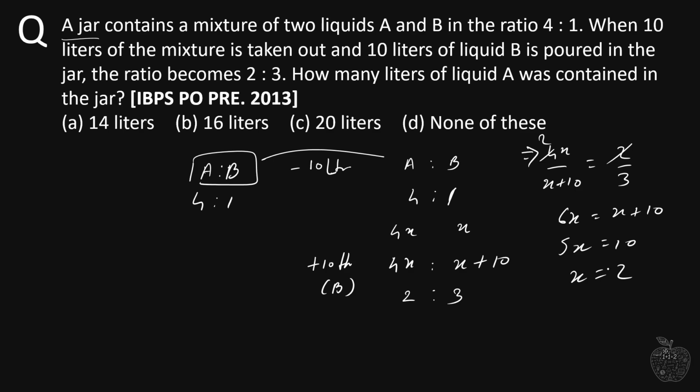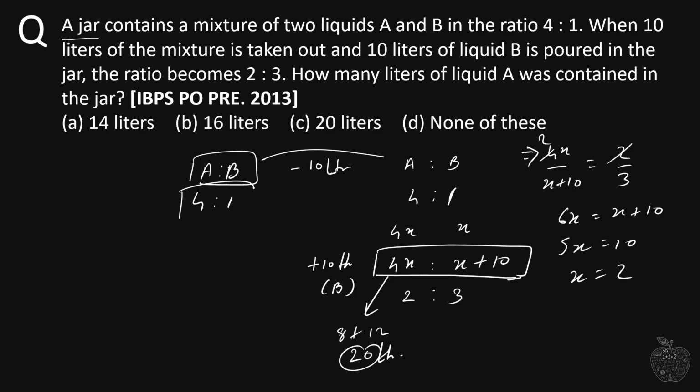Now let's substitute this value of x in here and we'll get the total volume of the mixture. So we get 4 2s are 8 plus 10 plus 2, 12. So we get the value of the volume of the mixture, which is 20 liters. This much is clear. How many liters of liquid A was contained in the jar?